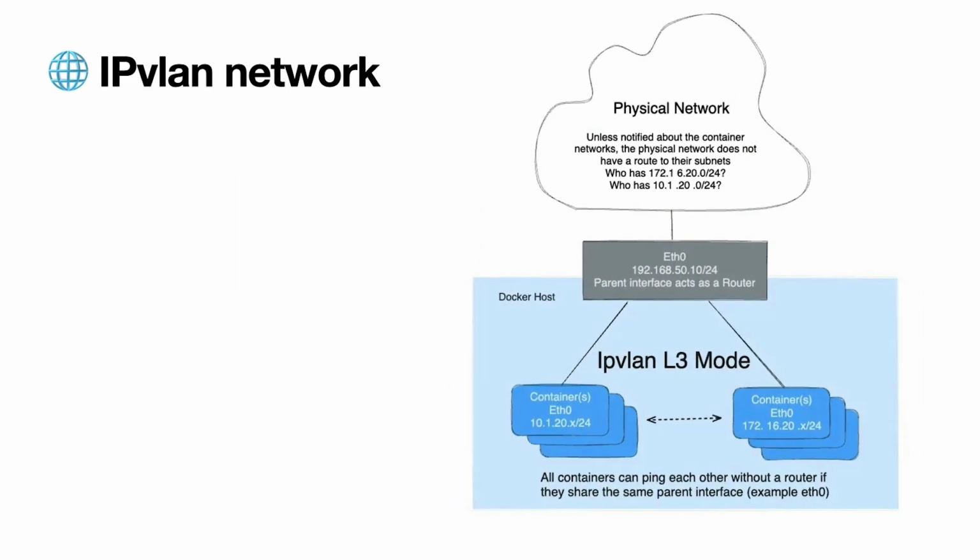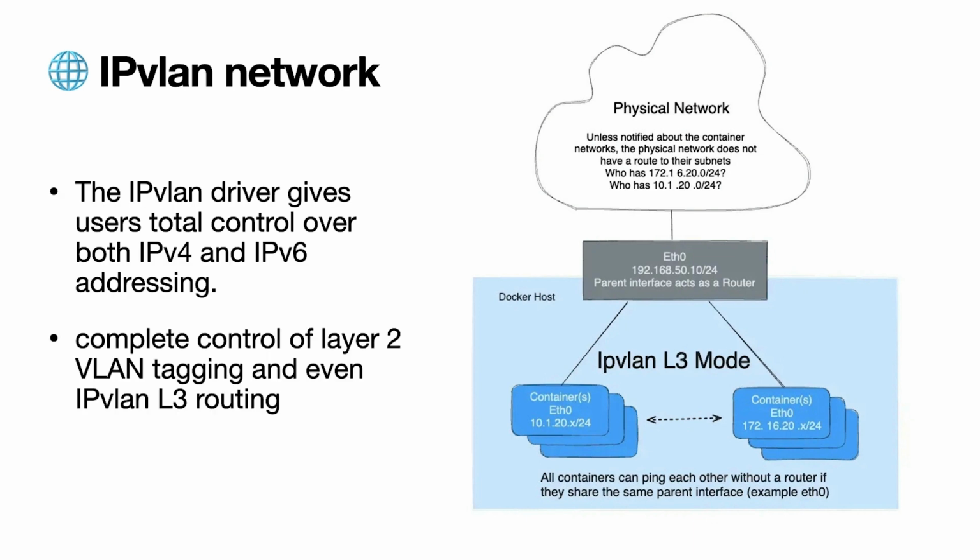IP VLAN network. So in this IP VLAN network, IPv4 and IPv6 addressing are controlled by the IP VLAN network, and you can get complete control of layer 2 VLAN tagging and even IP VLAN L3 routing.